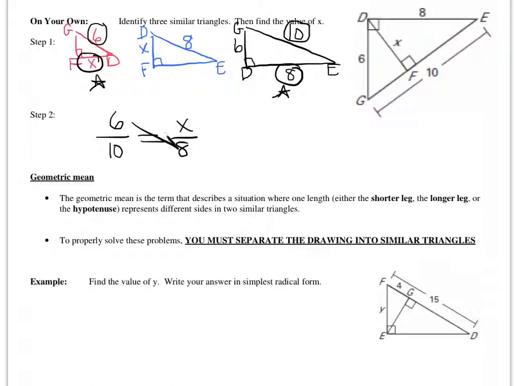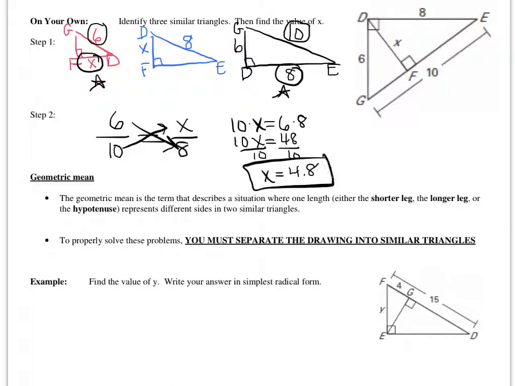And cross multiply here and here. So I have 10 times X equals 6 times 8. So 10x equals 48. Divide both sides by 10, and x equals 4.8. And there's my missing length.